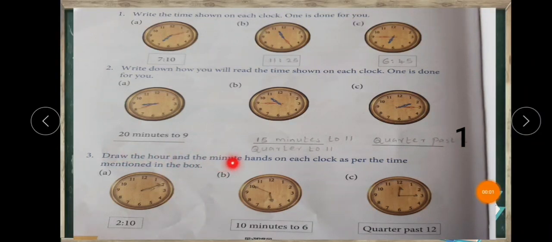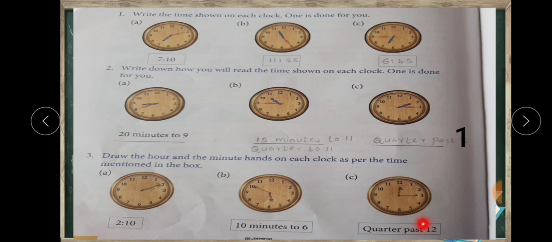The next question is, draw the hour and the minute hands on each clock as per the time mentioned in the box. The first one is 2:10. So the minute hand and hour hand are both on 2. And the next question is 10 minutes to 6. That means 10 minutes left to reach 6 o'clock, that means 5:50. So the hour hand is in the middle of 5 and 6 and the minute hand is on 10.